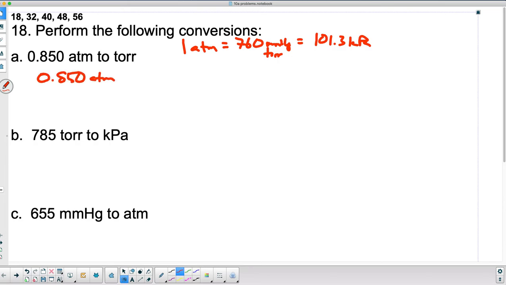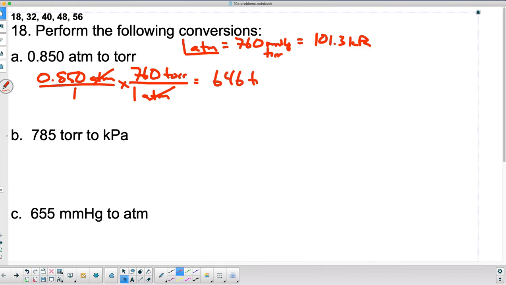We're looking to change that into torr, which is very simple, we're going to use one of these. We're going to do 1 atmosphere on the bottom so that atmospheres cancel, and then I do 760 torr. We've done calculations like this before, a long time ago, so it's kind of like a reintroduction to them. So it's 0.850 times 760 because they're both on top of the fraction, and that equals 646 torr.